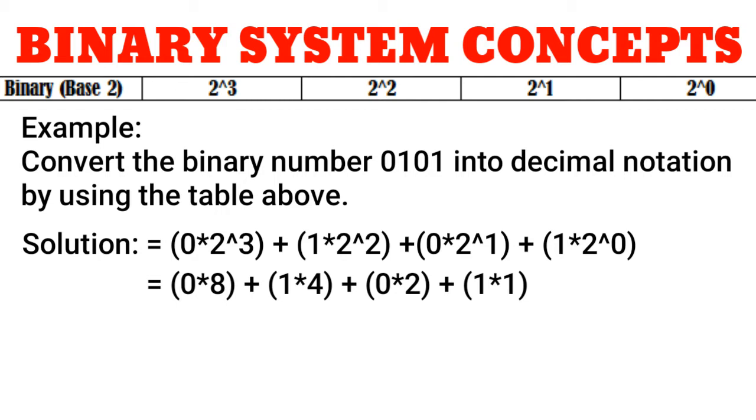After that, 0 times 8 is equal to 0 plus 1 times 4 is equal to 4 plus 0 times 2 is equal to 0 plus 1 times 1 is equal to 1. Add all the values and the decimal notation of binary number 0101 is 5.